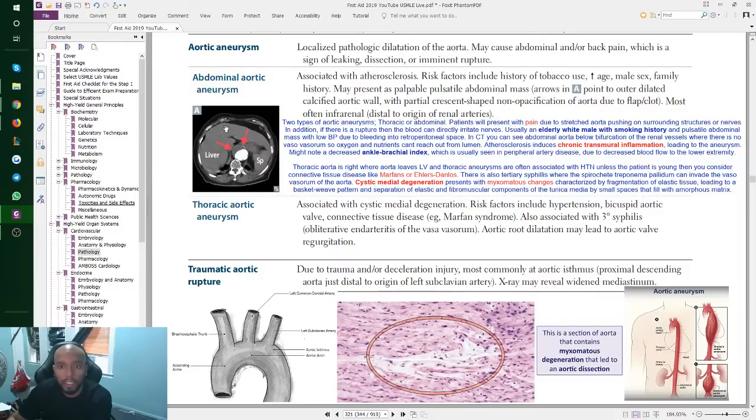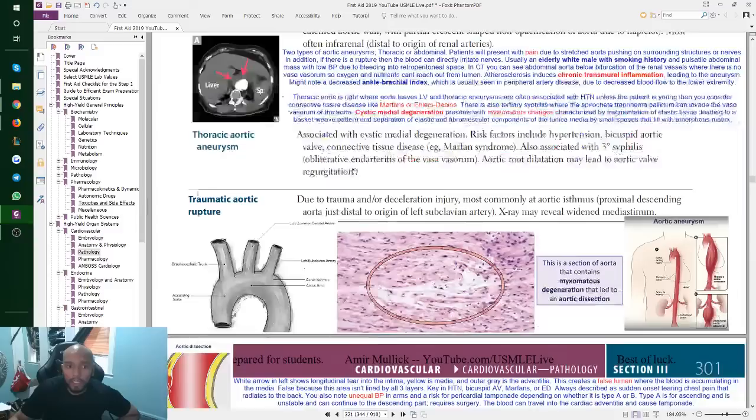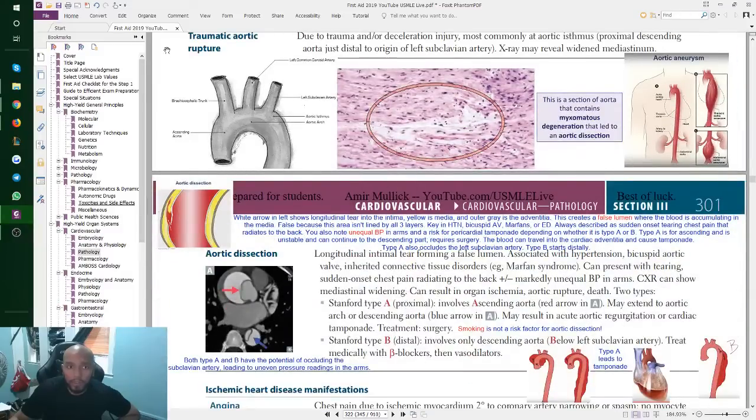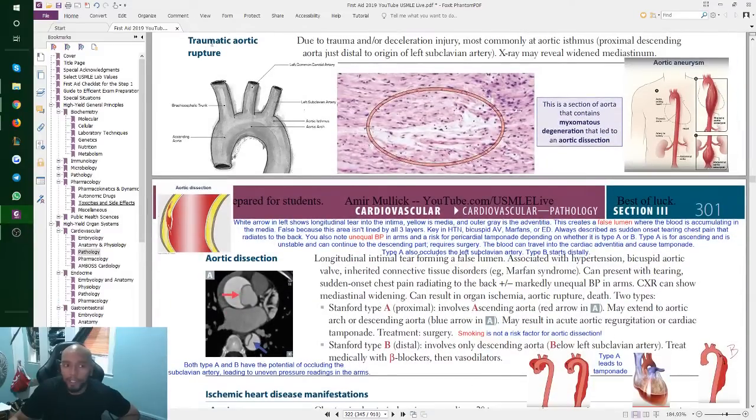This image here, image A, is your abdominal stuff, because in your abdomen is where you have your liver, your kidneys, your spleen, stuff like that. Okay, so that's that. Now let's move on to other stuff. This is a really easy one up here, the traumatic aortic rupture.